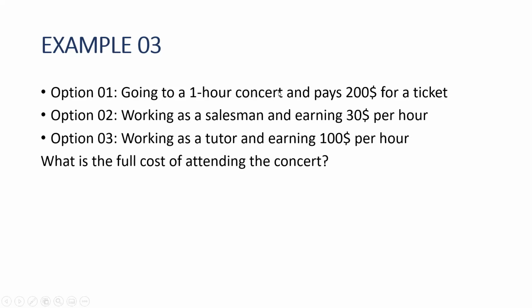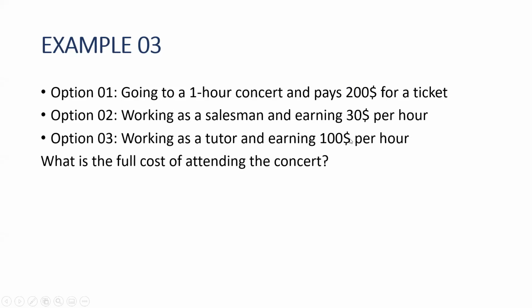By attending the concert, anyway, you have to pay $200. So when you decide to attend the concert, you are losing either $30 or $100. Among those two alternatives, when we calculate the opportunity cost, we are calculating only the greater loss. So we are calculating for the $100 in that case. Either you can choose option number 2 or option number 3. The maximum loss you can have is option number 3. By omitting option number 3, you are losing $100 per hour. But by attending option number 1, you have to pay $200.